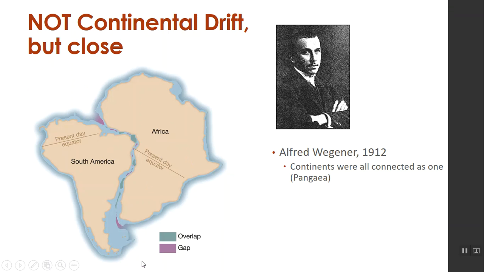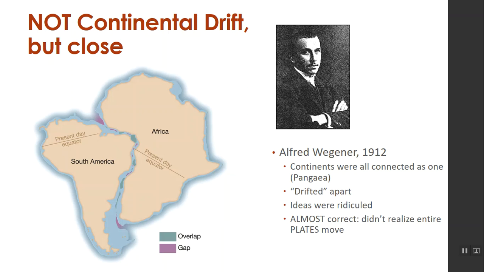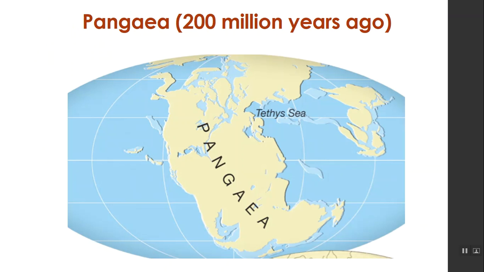He noticed that all of these land masses must have been together at one point, and he thought that they had drifted apart. His ideas were heavily ridiculed. People couldn't really comprehend how these massive landmasses were moving. But he was almost correct. He just didn't realize that entire plates are moving. He thought it was just the continents that were moving, but the theory of plate tectonics lets us know that entire plates are moving, not just the continents.